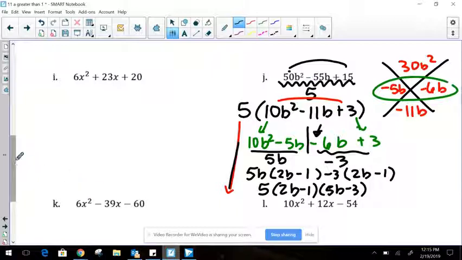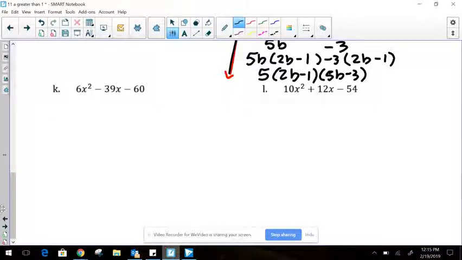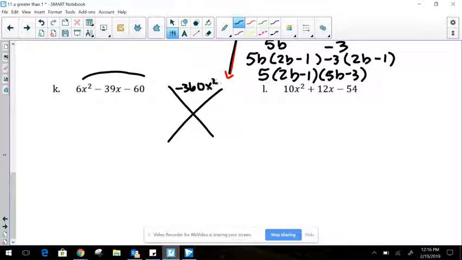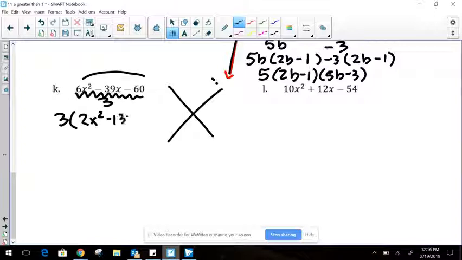I just want to preview K with you. We're not going to do the whole thing. I'll just show you how it goes. So I'm going to multiply first times last. I get negative 360 x squared. That's big, I don't want to write all those factors out. So let's look and see, okay, can I divide all of them by the same number? I can divide them all by 3. So I divide them by 3, so I get 2x squared minus 13x minus 20. Then I multiply first times last, and that is so much better. I would much rather write factors of 40 out than 360. Okay, so then we know from there we could finish this problem like we did this one here.